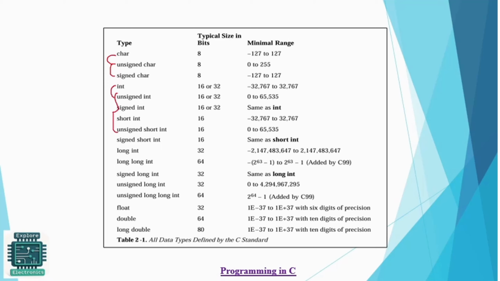Int, unsigned int, signed int, short int, and unsigned short int. Okay, here you can modify into different ways also. They have included here float, double, and long double. Here the typical size in bits is also mentioned and the minimal range. Okay, this is all about the data types defined by the C standard.